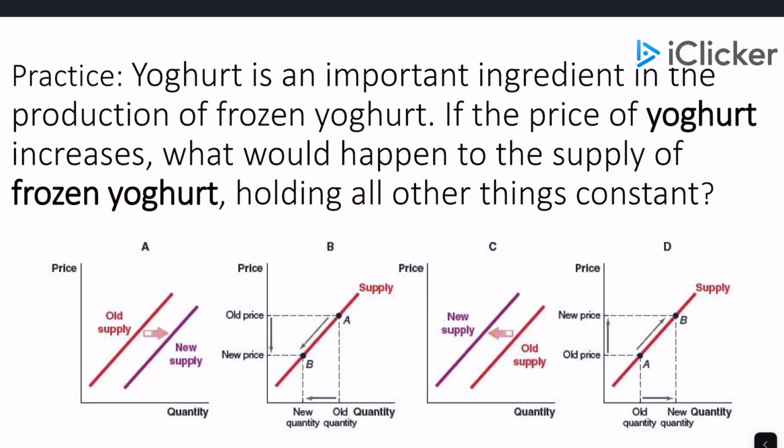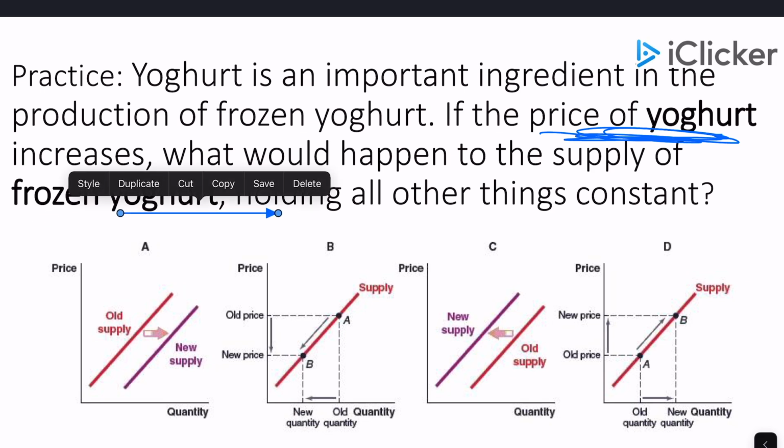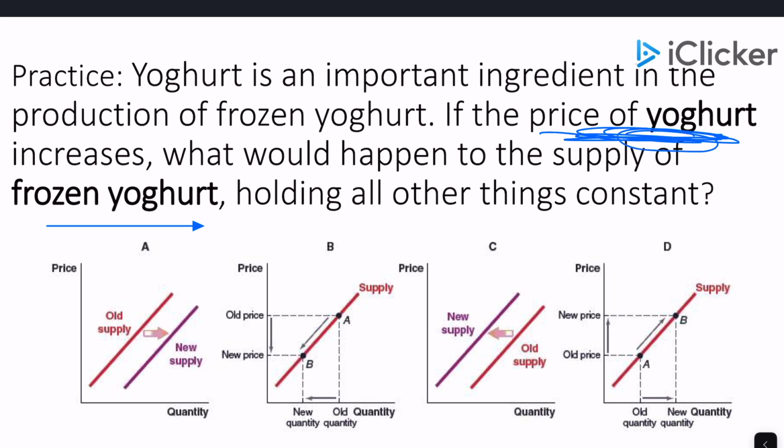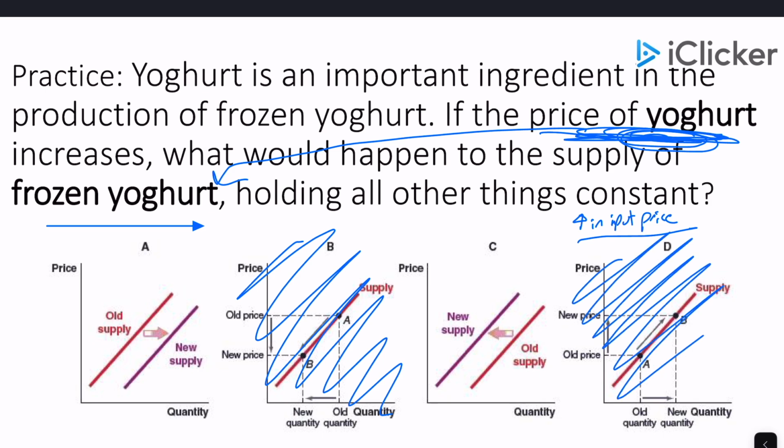All right. In this question, the price of yogurt is going up. The graphs are for the market of frozen yogurt. The idea here being that yogurt is an input into the production of frozen yogurt. And so we have an increase in input price. That's going to be one of our shifters for supply, right? So we know we're either going to have an increase in supply or a decrease in supply. And so we can get rid of B here, and we can get rid of D. Those are movements along, and those are changes in quantity supplied. And so now, okay, it's a shifter. It's either going to be A or C.